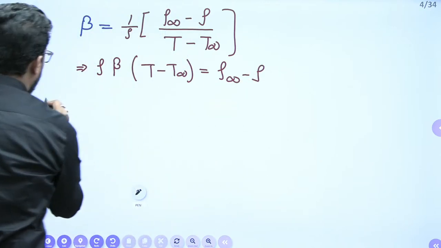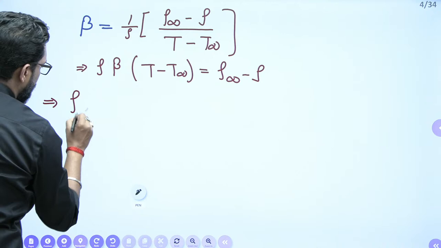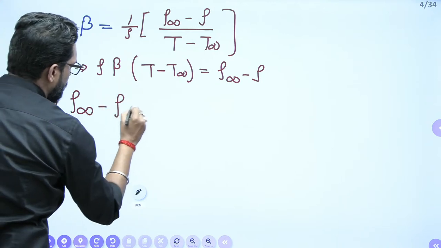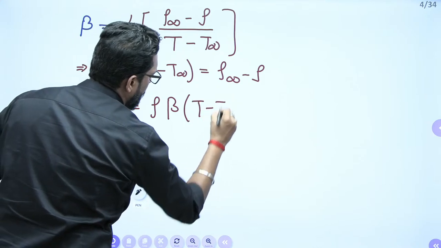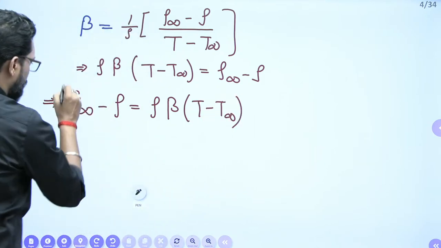So, we can say that the density difference is density into beta into the temperature difference, T minus T infinite. This is a very important equation.